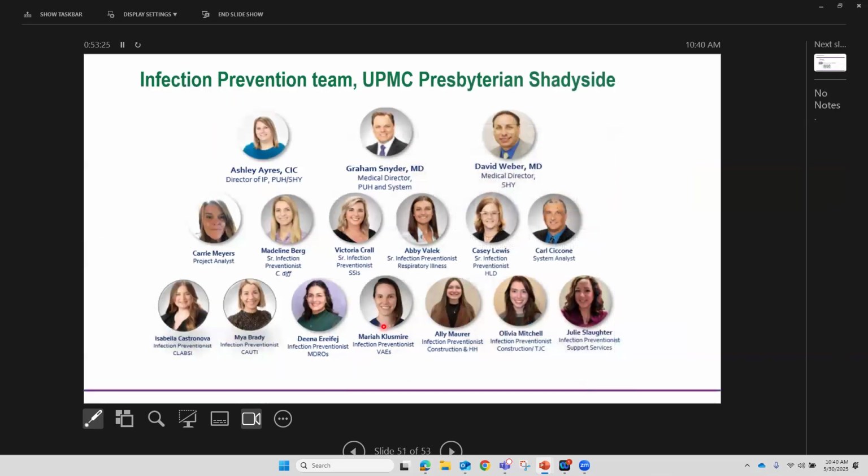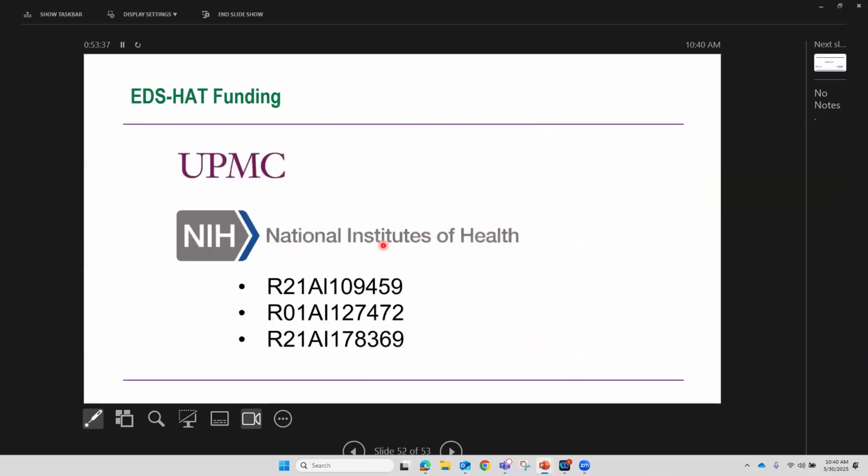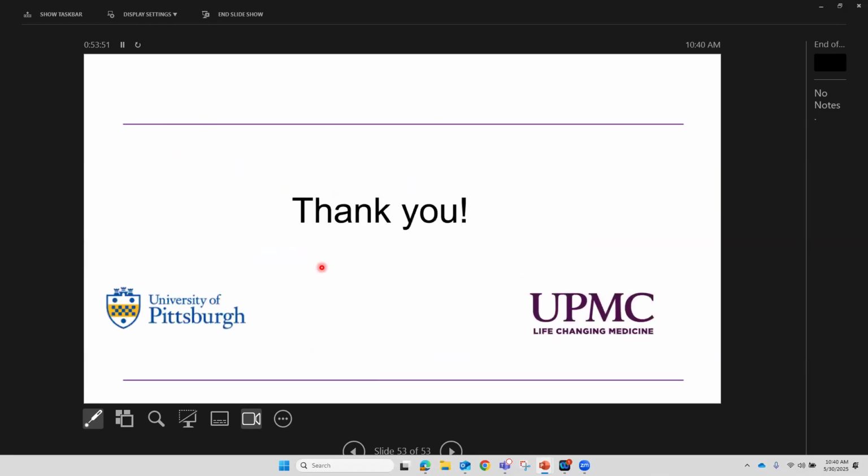Then we've got truly our boots on the ground in our infection prevention team. Again, Graham, Ashley Ayers, and then a bunch of really, really fabulous infection preventionists. And then funding for our reactive sequencing has always come from our hospital, and then NIH has supported the research over the past 10 years or so. So thank you. I'll stop and see if there are any questions.